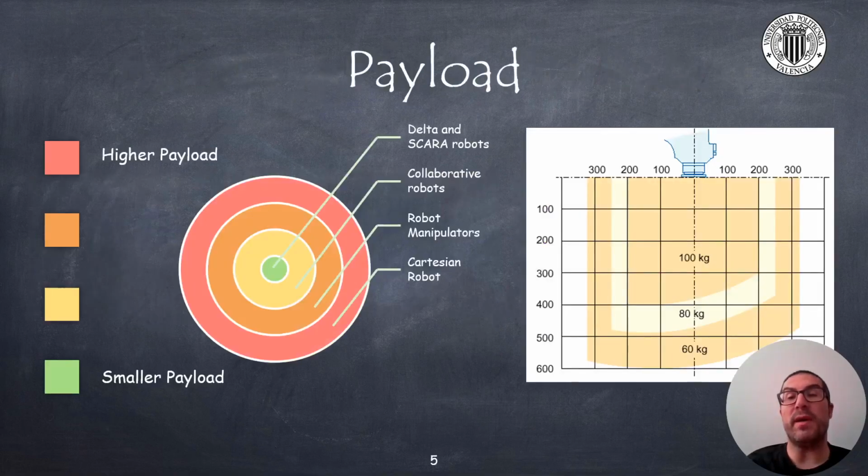The payload of a robot defines the maximum capacity to carry a load. The actual maximum weight of a load will depend mainly on the distance to the robot flange, since the important thing in the end is the maximum torque that the robot is capable of generating. In this sense, the weight of the tool and other accessories must also be taken into account for this payload capacity. Robots with the highest payload capacity are Cartesian robots. Then we have manipulator and collaborative robots. And finally, with a significantly lower payload, we can find SCARA and Delta robots.